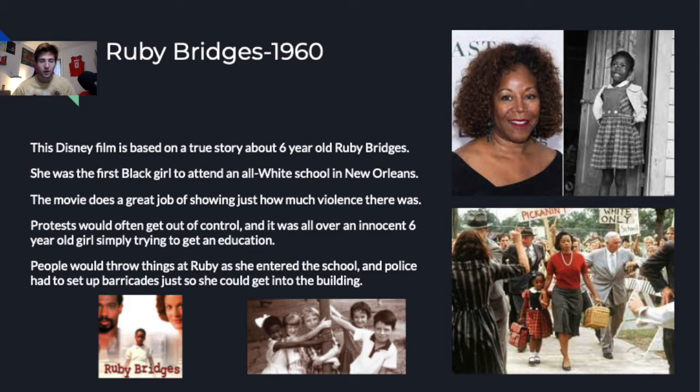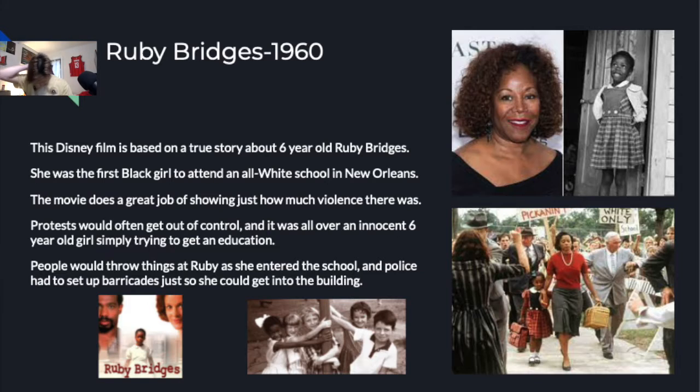So we have Ruby Bridges here. She was the first black child integrated into an all-white school, and I remember being a really young kid, maybe 10 years old, and I was shown this film at school. It's a Disney film. It's pretty good. You should go watch it. I'll maybe include a clip here so you get the idea. It's a true story about Ruby Bridges, who was 6 years old and one of the first colored children integrated into one of these all-white schools in the South.